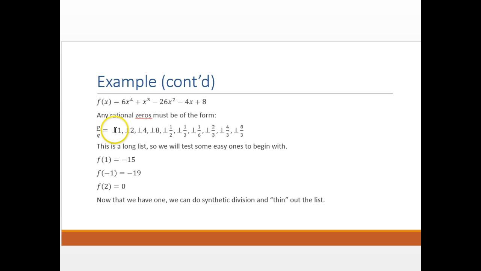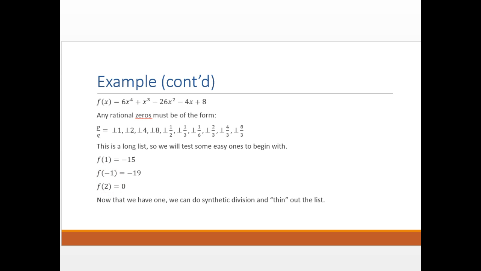Easiest one is to plug in your whole number. So let's plug in 1 and -1. We plug in 1 and -1 into the function, we get -15 and -19, which don't work. Those do not give us zeros. However, when I plug in 2, I get f of 2 is 0. So we want to thin this list out some.